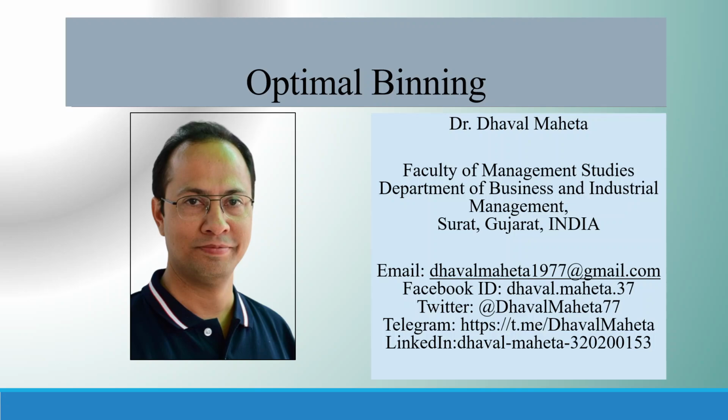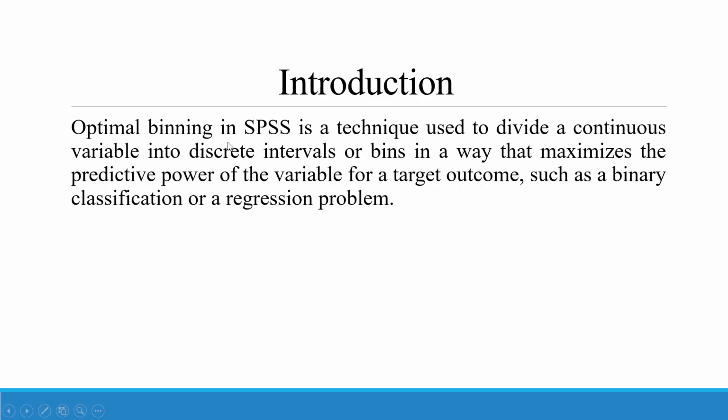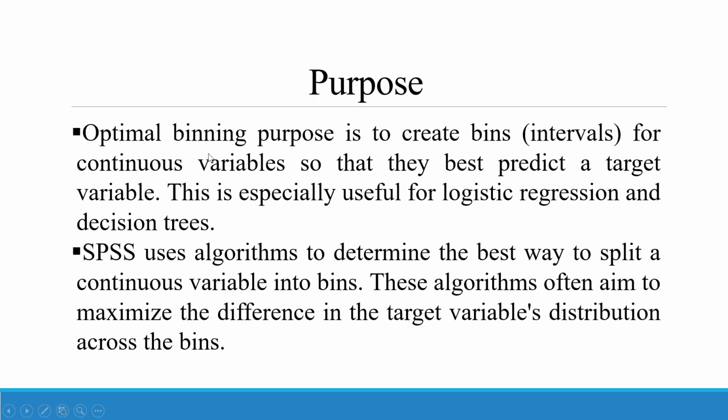This is Dr. Dhaval Maheta, and today we'll understand how to run optimal binning in SPSS. Optimal binning in SPSS is a technique used to divide a continuous variable into discrete intervals or bins in a way that maximizes the predictive power of the variable for a target outcome, such as binary classification or a regression problem. Optimal binning's purpose is to create bins, that is intervals, for continuous variables. Remember, for continuous variables, so that they best predict a target variable.